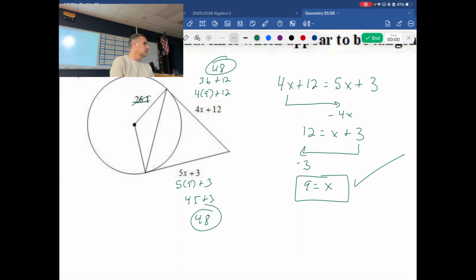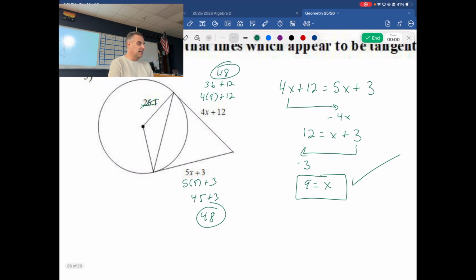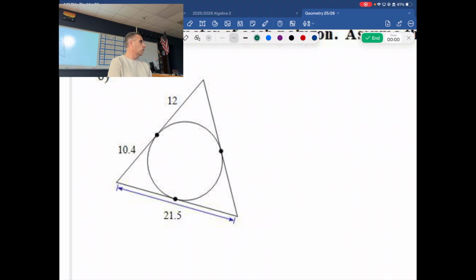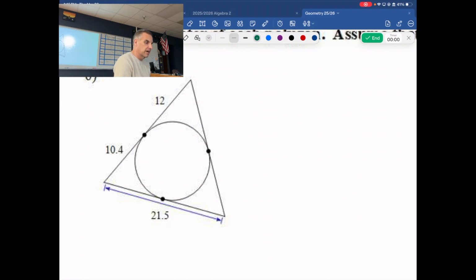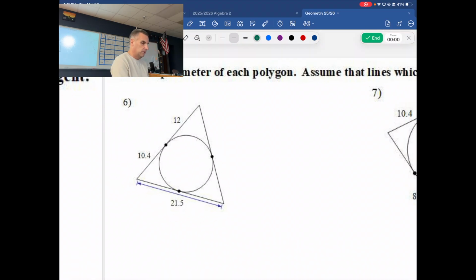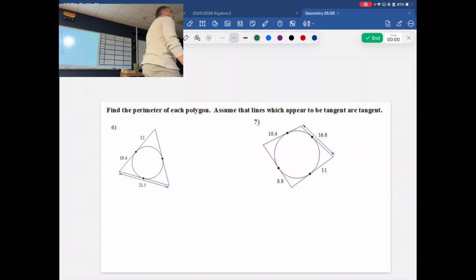Those aren't the fun ones. The fun ones are ones like this, where we're asked to find everything else. These are the questions that I enjoy doing. The directions say, assume that the lines are tangent. Find the perimeter.